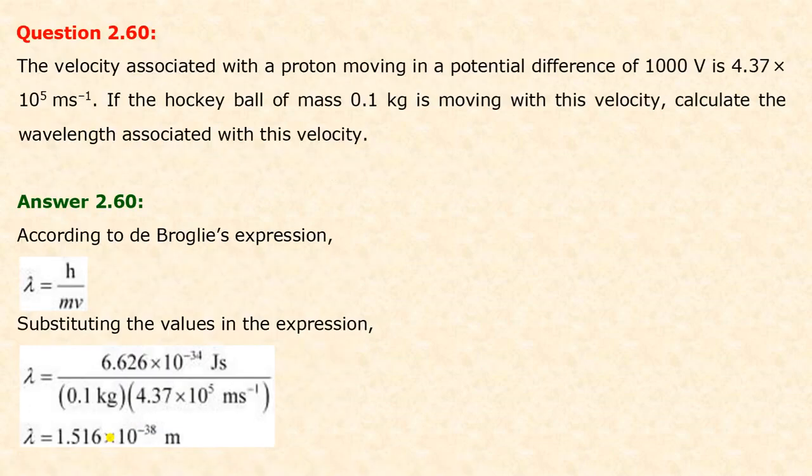Question number 60. The velocity associated with a proton moving in a potential difference of 1000 volt is 4.37 into 10 to the power 5 meter per second. If a hockey ball of mass 0.1 kilogram is moving with this velocity, calculate the wavelength associated with it. When you use de Broglie's expression, lambda is equal to h upon mv, everything is given here. Mass of ball is 0.1 kilogram. As you can see, the mass is large, so the wavelength associated with the ball is very short. So it is 1.516 into 10 to the power minus 38 meter.